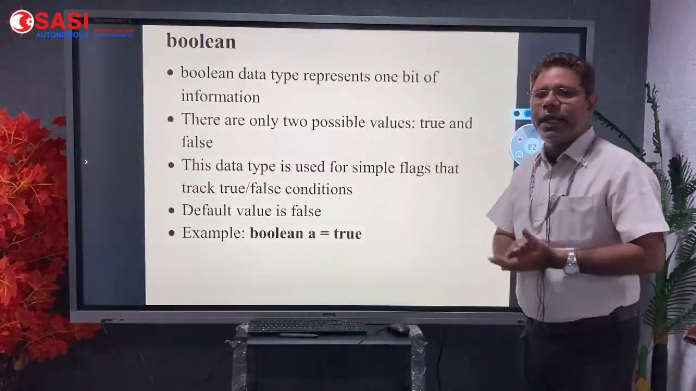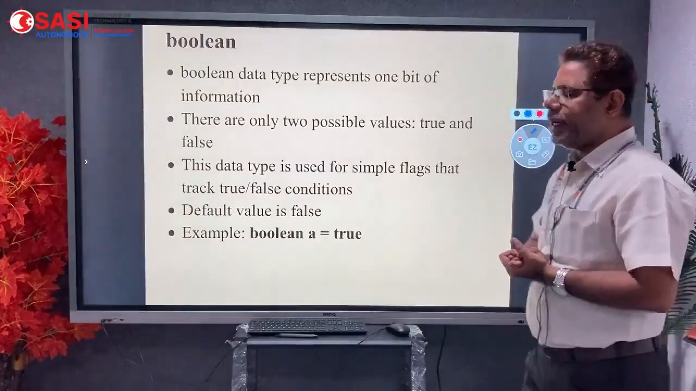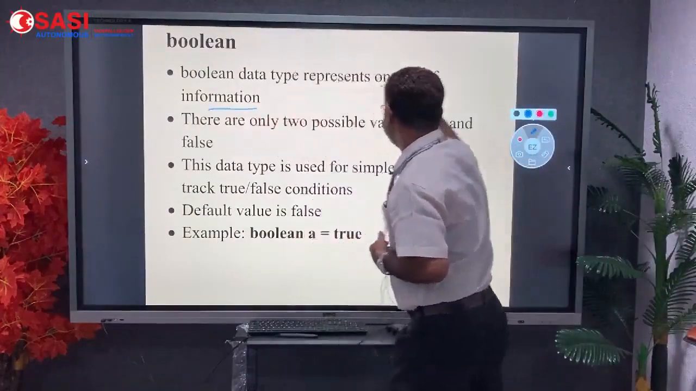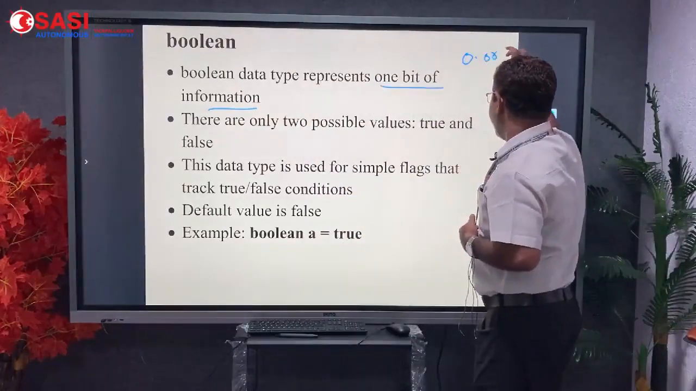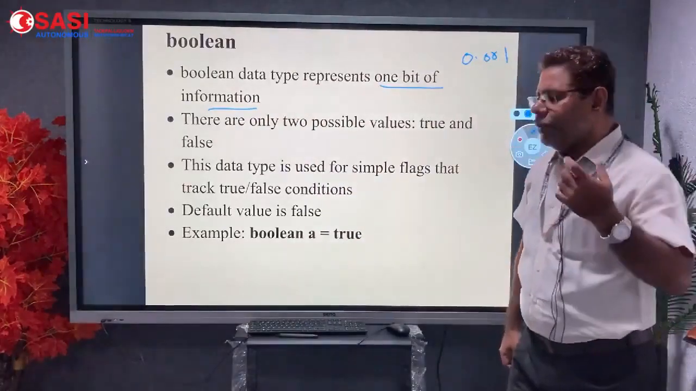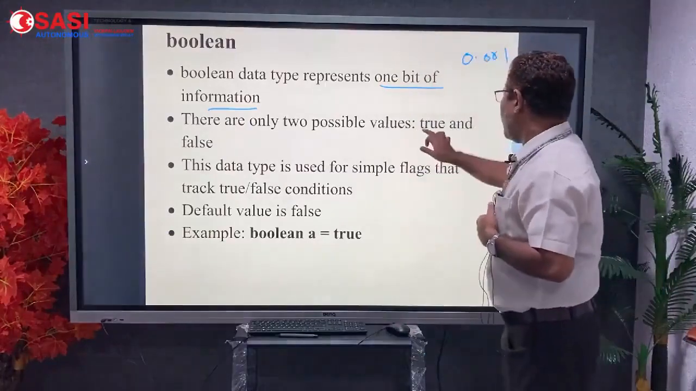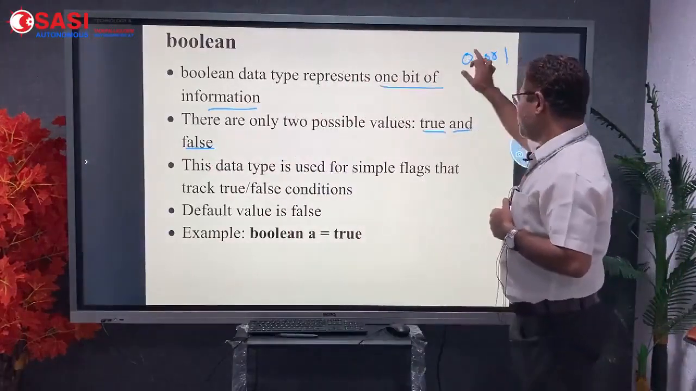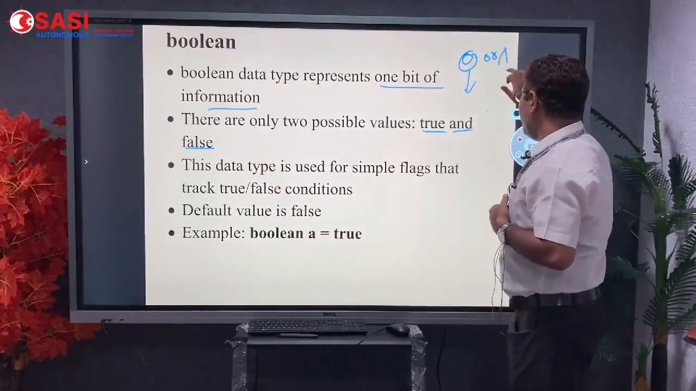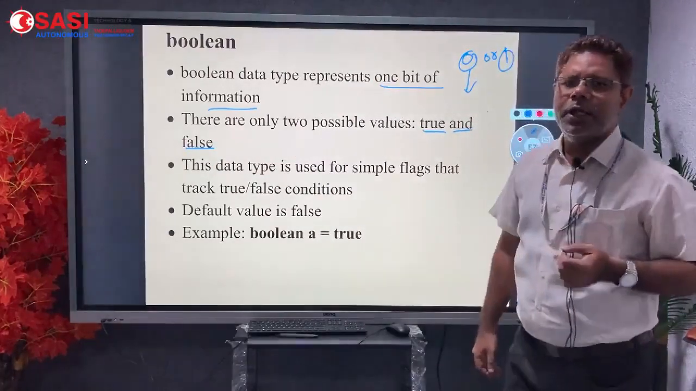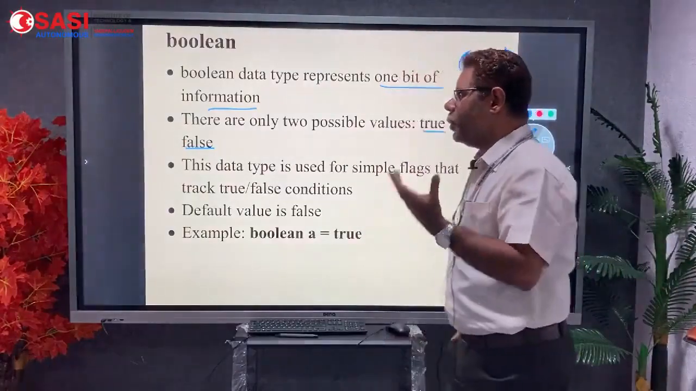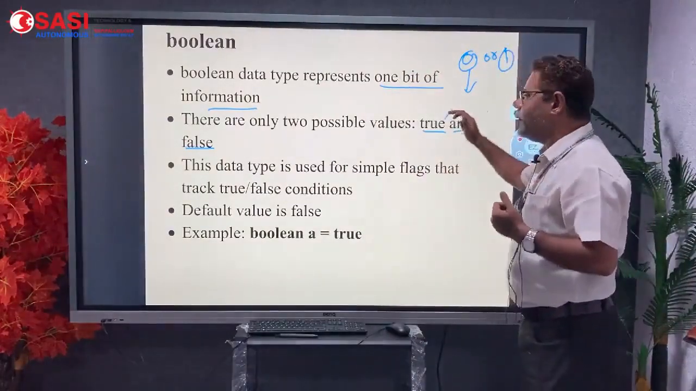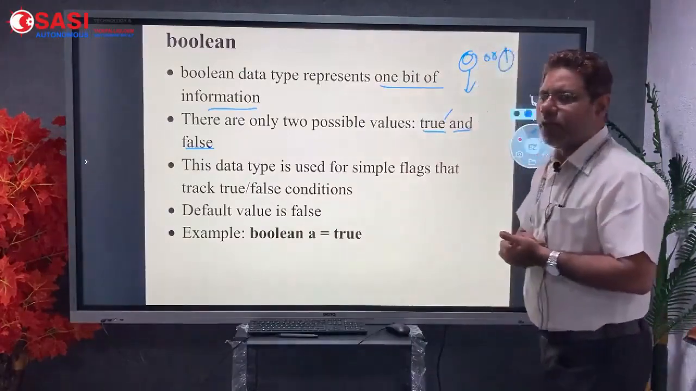Next one is the Boolean data type. The Boolean data type is used to store 1 bit of information, that is either 0 or 1. That means we can also call them true and false. Generally 0 means false and 1 means true. So the Boolean data type is used to store 2 values: one is the true value and the second one is the false value.